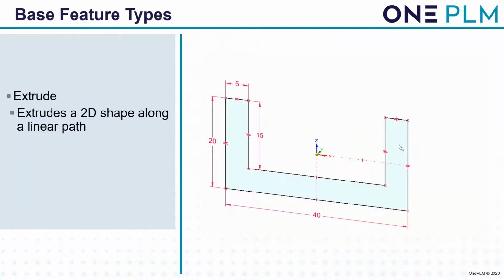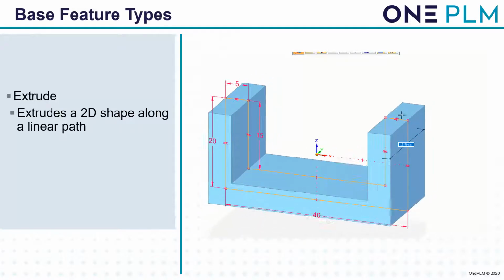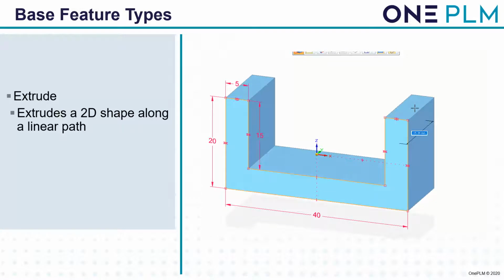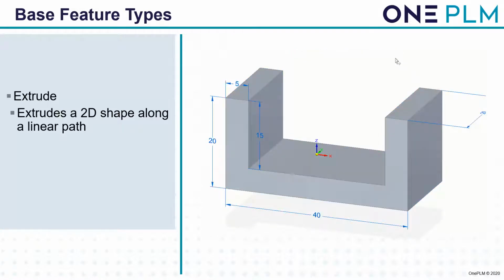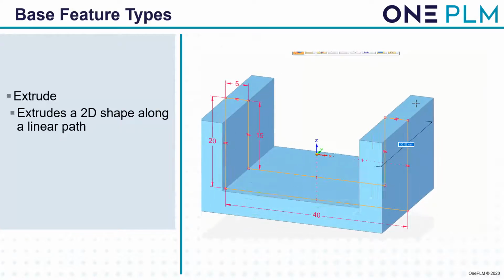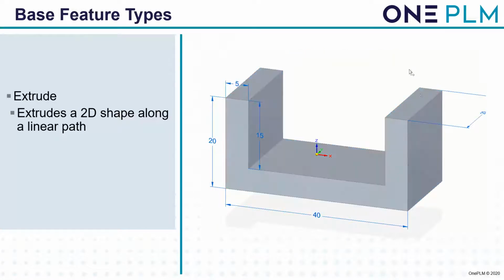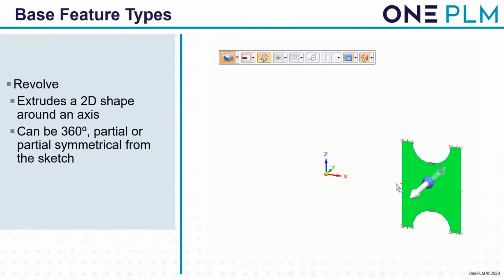So let's have a look at a base feature type. The first one we'll have a look at is extrude. This extrudes a shape along a linear path. Here you can see from the image that we select the region that we're going to work with. We select the arrow and we can just extrude that. We can extrude that one way, the other way, or we can use symmetric, just from a quick keyboard shortcut on there.